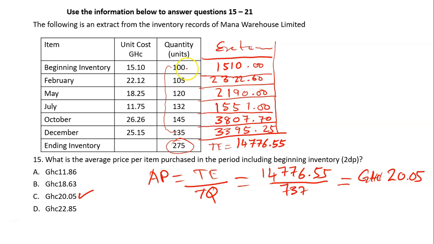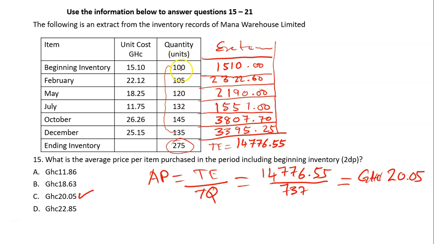FIFO means what? First in, first out, isn't it? It means that the beginning inventory is the first in stock, so it must go out first. Like when we are selling, we sell it out first. Then we sell this, we sell this, we sell them in that order. Okay, first in, first out.